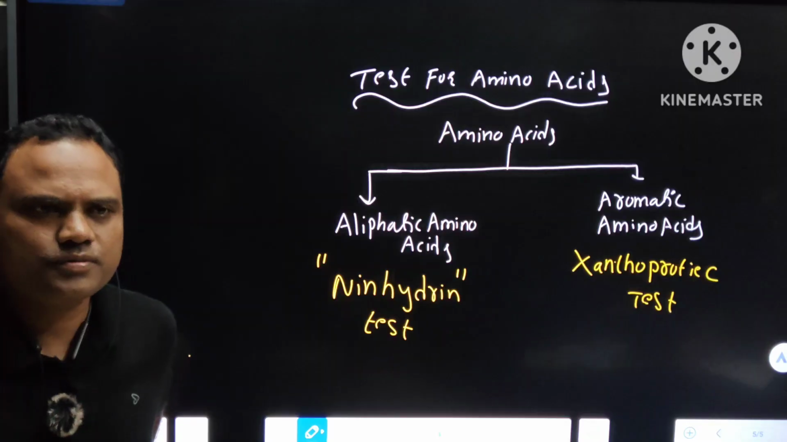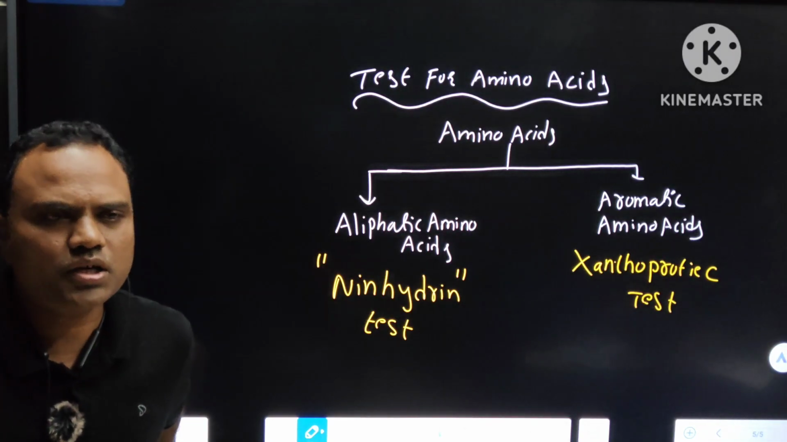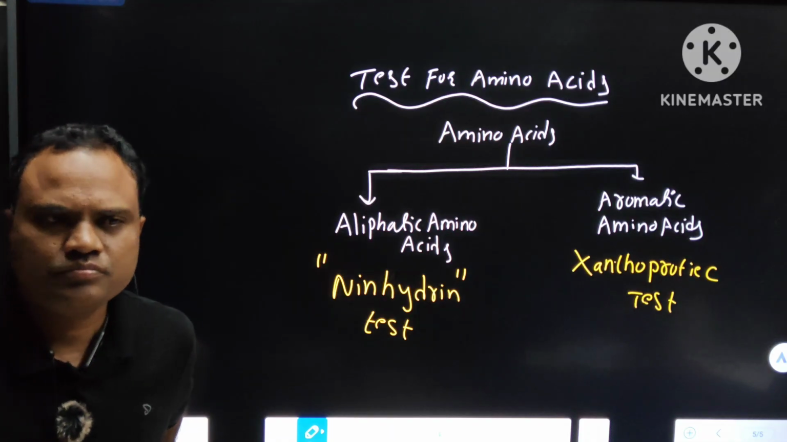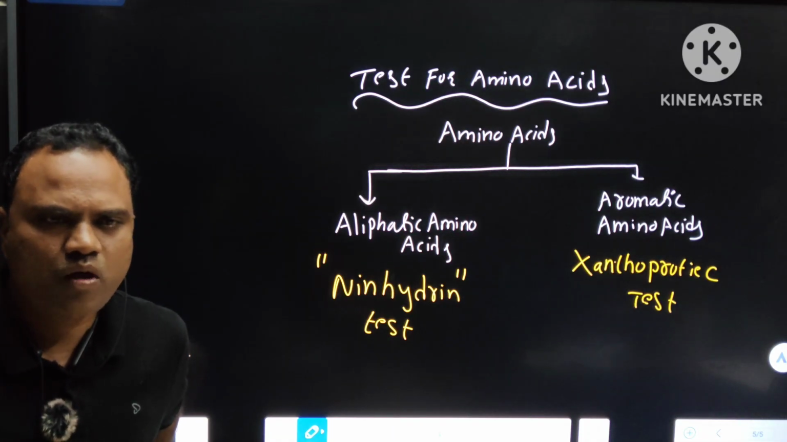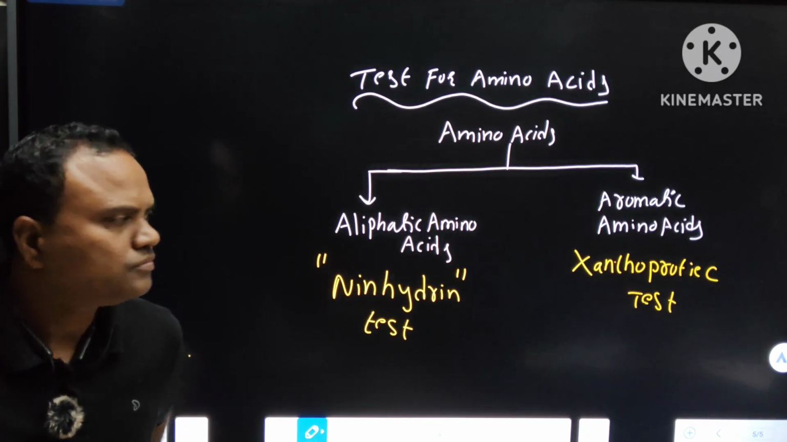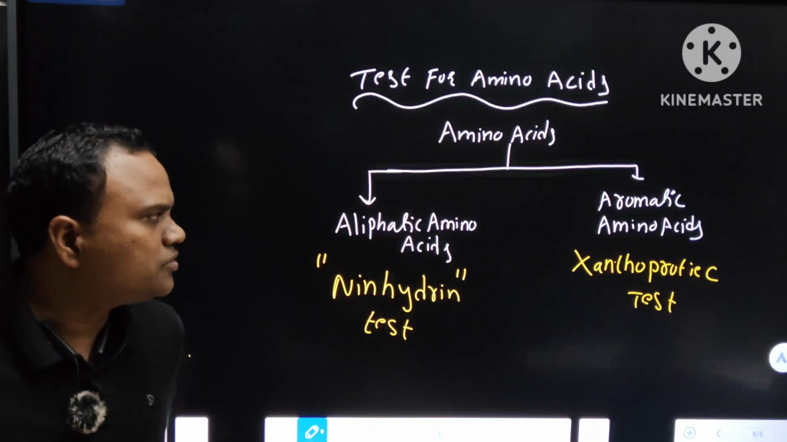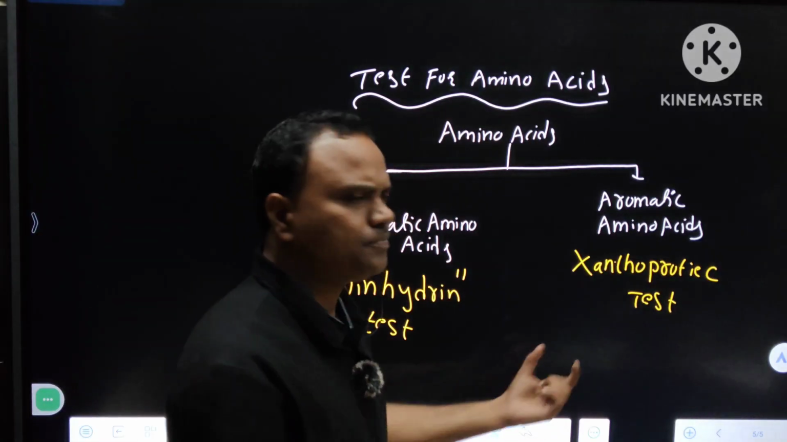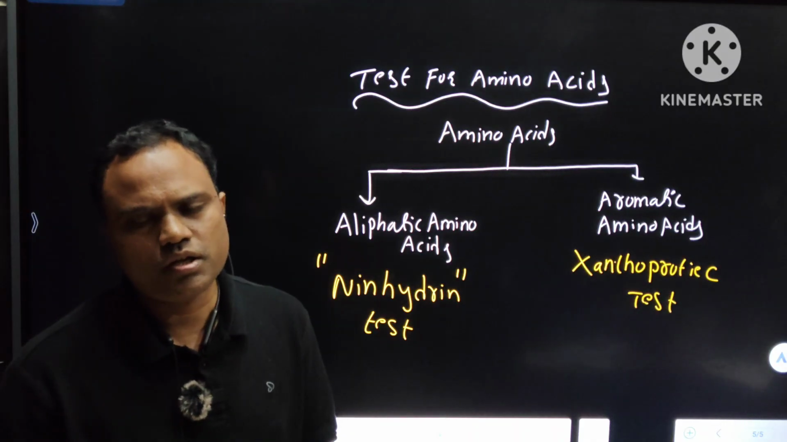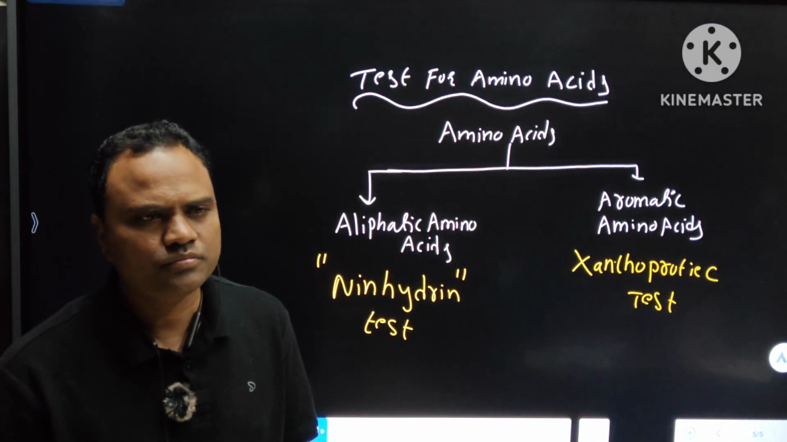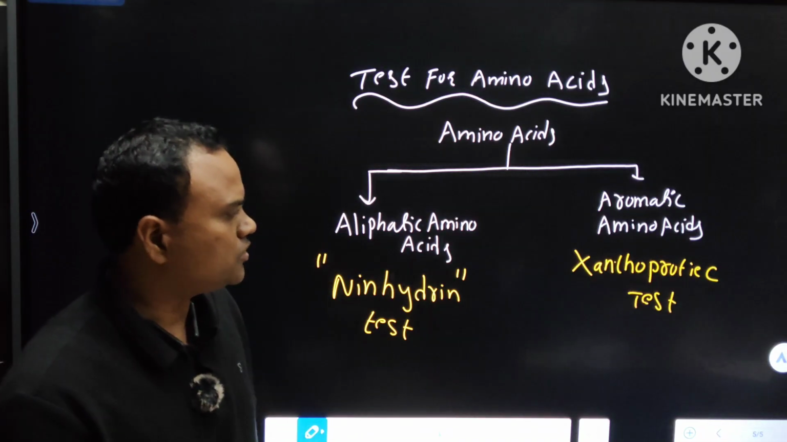Test for amino acids. They will give a direct question: which test is used to detect amino acids? Ninhydrin test. For aromatic amino acids, meaning particularly the code I gave in the last class, tyrosine, phenylalanine and tryptophan, that give a positive test with xanthoprotic.